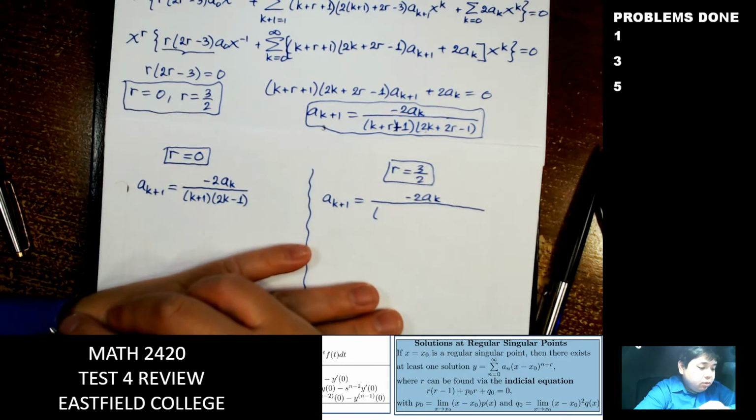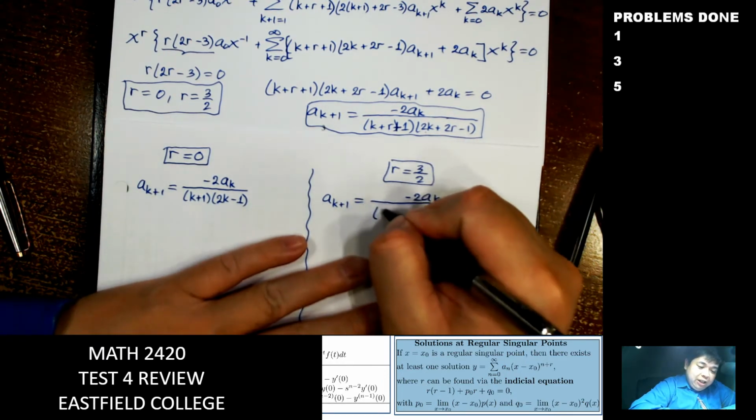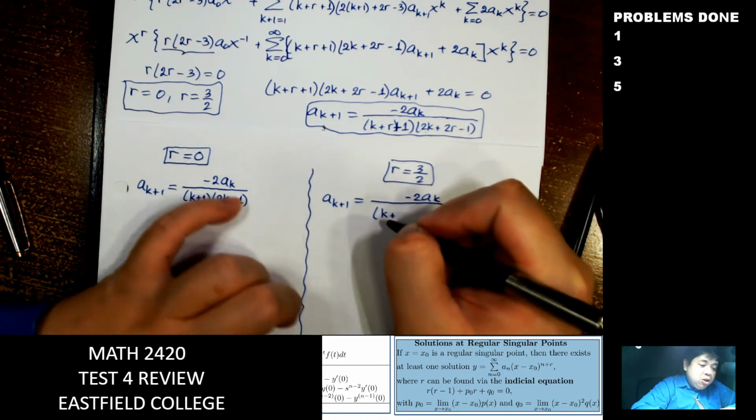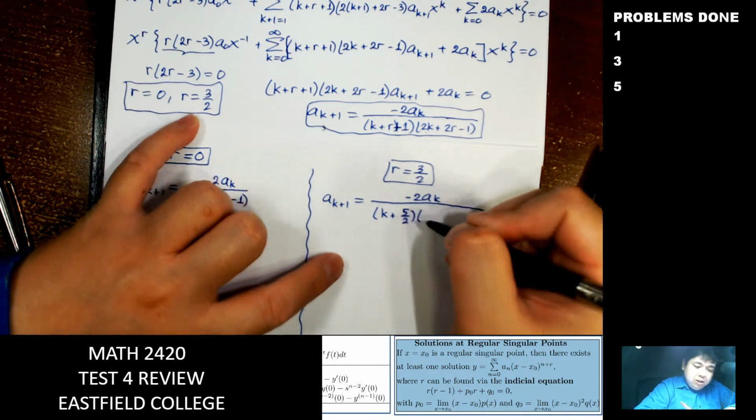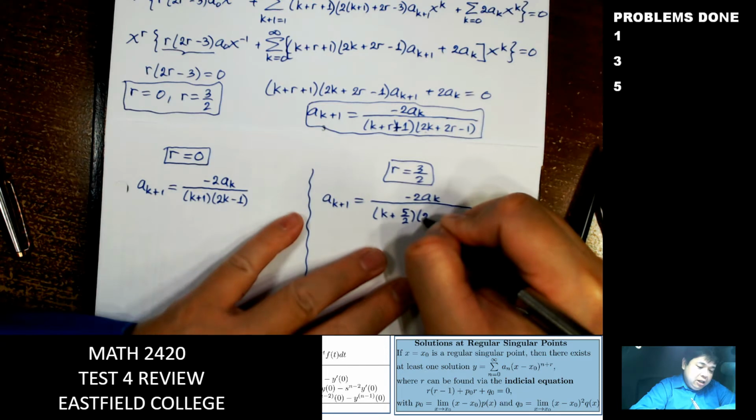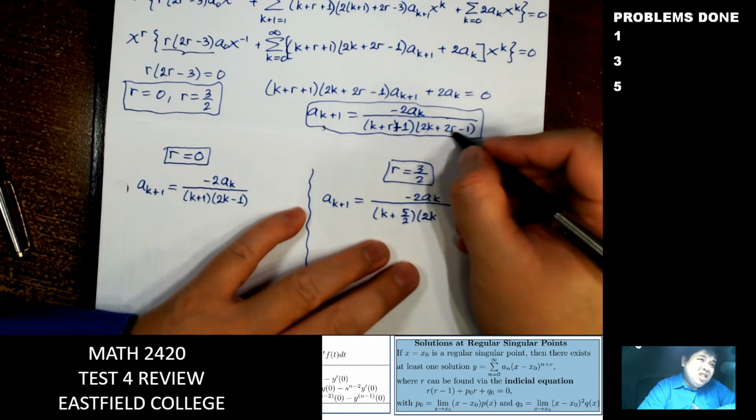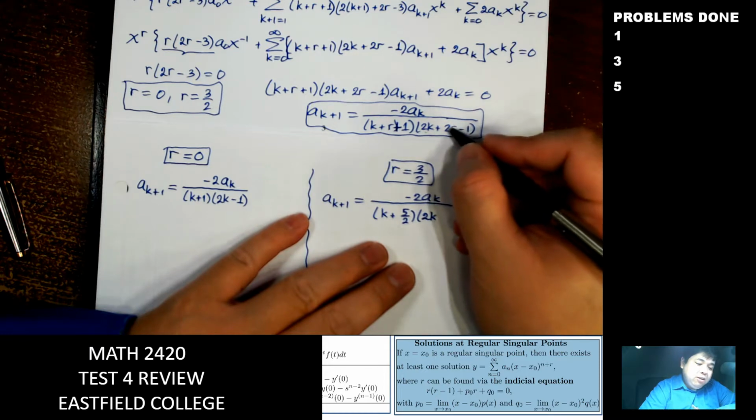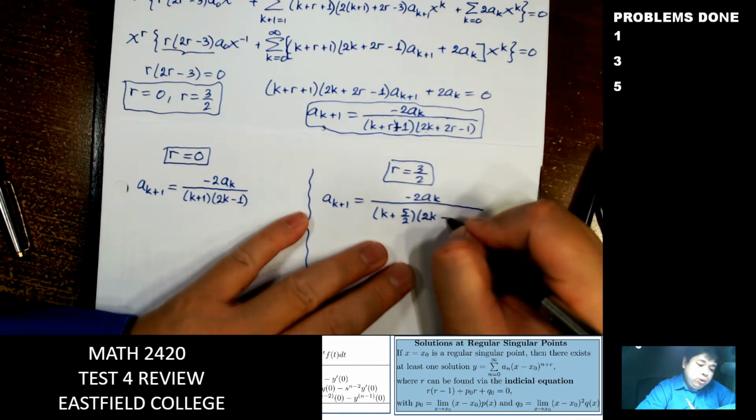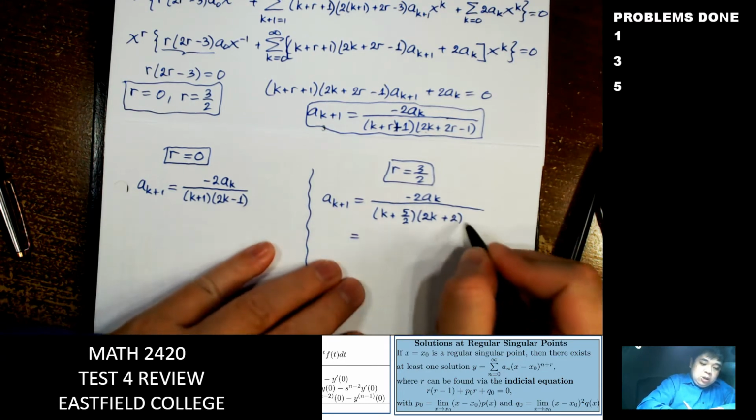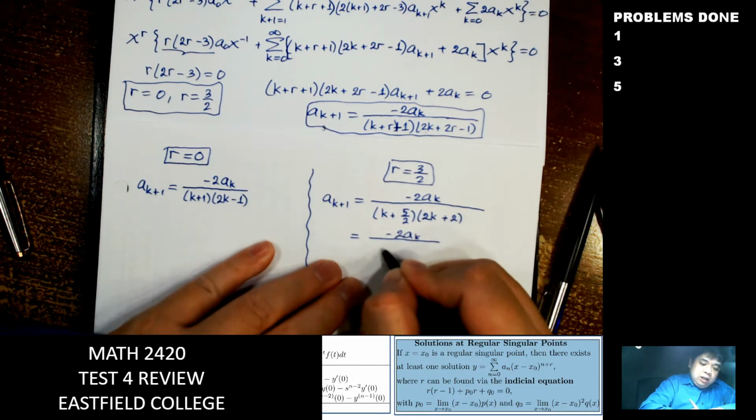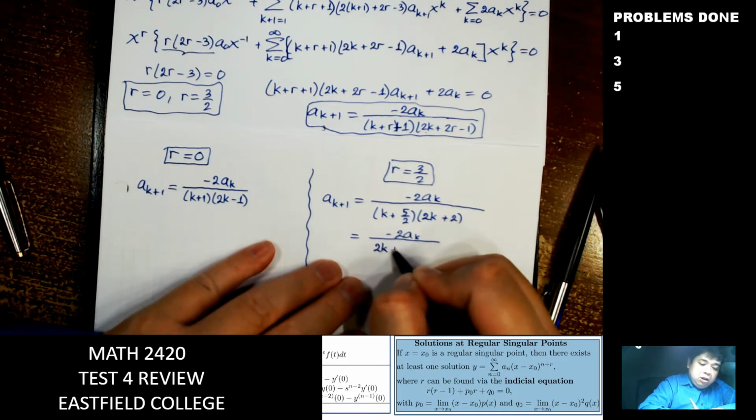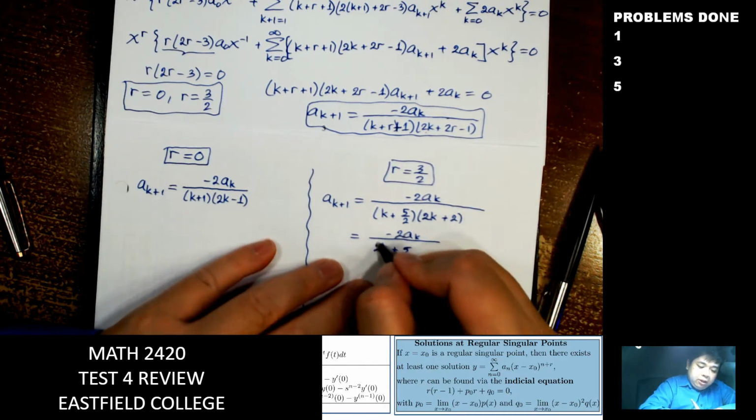Now r is equal to 3/2, so we have k plus 3/2. 3/2 plus 1 is going to be 5/2, and then 2k. R is 3/2, so 3/2 times 2 is 3 minus 1 is 2. So multiply the 2 to this side, we actually going to have -2 ak. Multiply by this, you have 2k plus 5 times k plus 1.